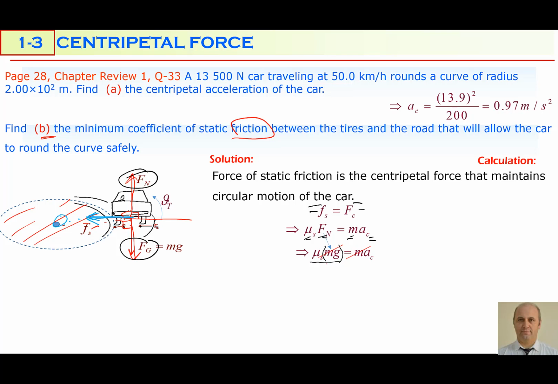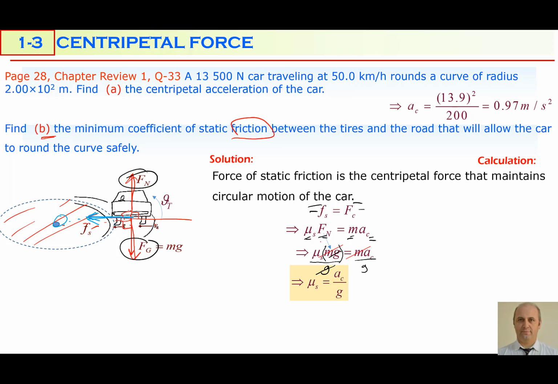After that, simplify g on the left side because we are going to calculate what mu s is. Simplify g as well by dividing both sides by g. So we will calculate mu s as ac divided by g. So this is the equation for calculating the coefficient of static friction.